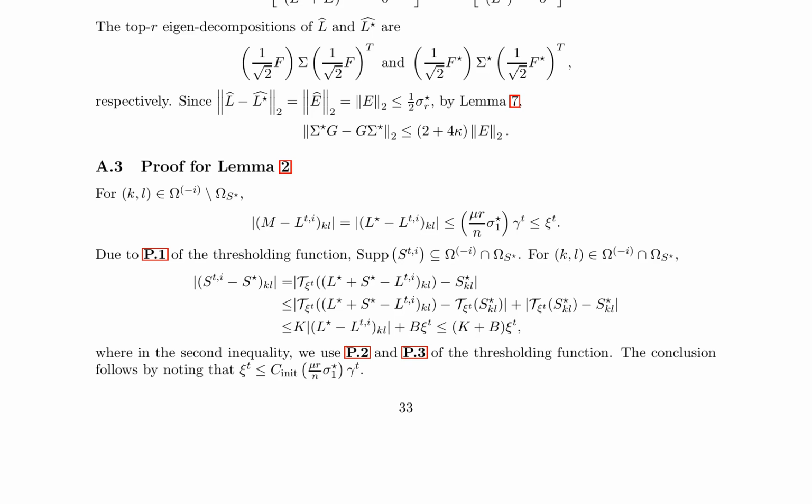The proof for lemma 2 involves bounding the magnitude of the entries of the matrix M L_T,i, where L_T,i is a truncated version of the matrix L. The authors use the properties of the thresholding function T and the definition of the SCAD function to establish the desired bound. Throughout the proofs, the authors employ various lemmas and inequalities to establish the theoretical guarantees of the SCAD penalty function in low-rank matrix estimation.